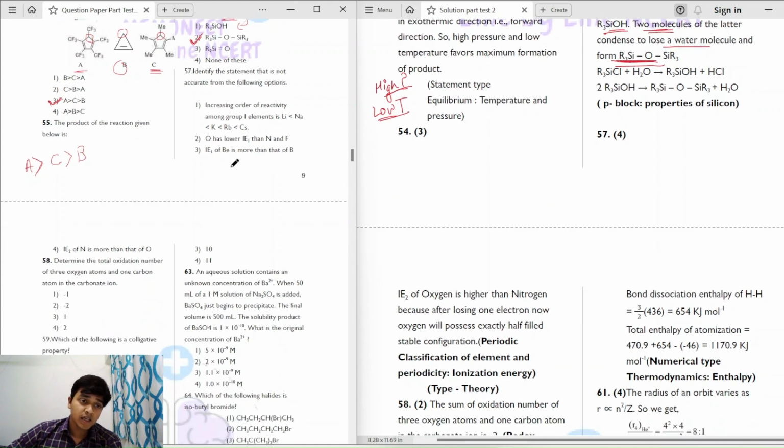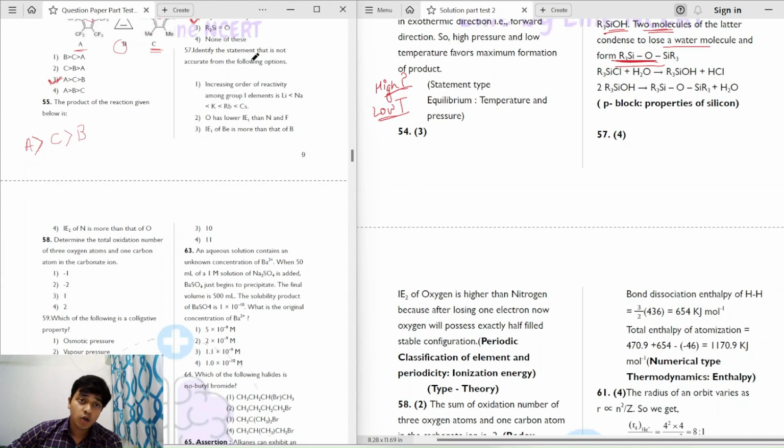The question says, identify the statement that is not accurate from the following options. So we have 4 different statements and we have to find out which of the following statements is incorrect. If we take a look at the first statement, it says the increasing order of reactivity among group 1 elements is lithium, sodium, potassium, rubidium and cesium. This is the correct statement because we know that as we move down a group, the metallic character increases.